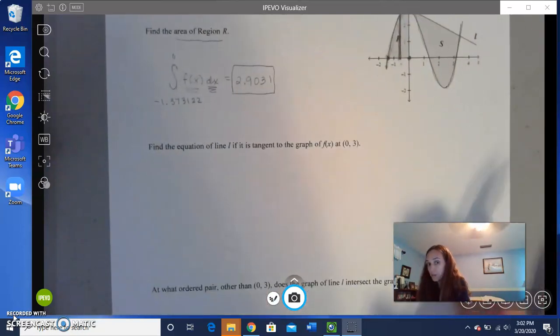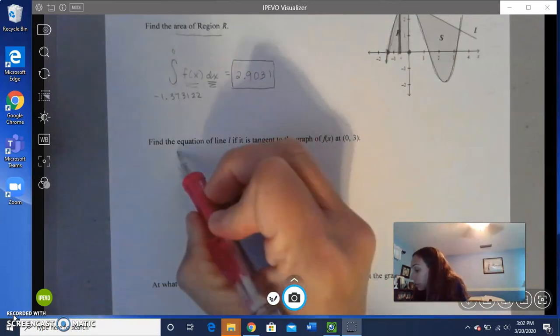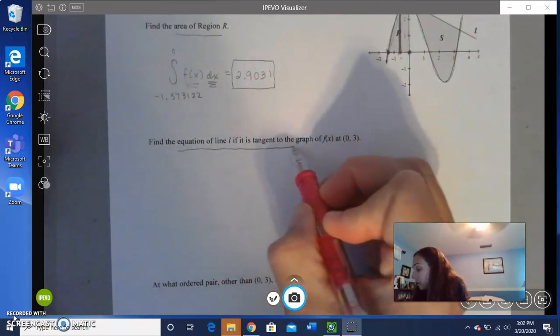Okay, second part of the handout. Find the equation of line L that's tangent to the graph.